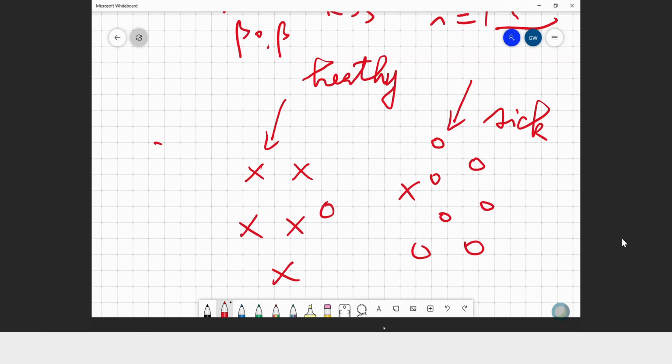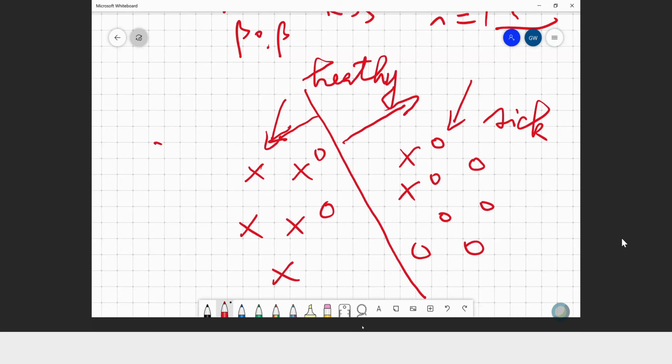So you get this decision boundary to separate these observations into two parts. Certainly, the left side, this part, we predict to be healthy. The right part, we predict to be sick.